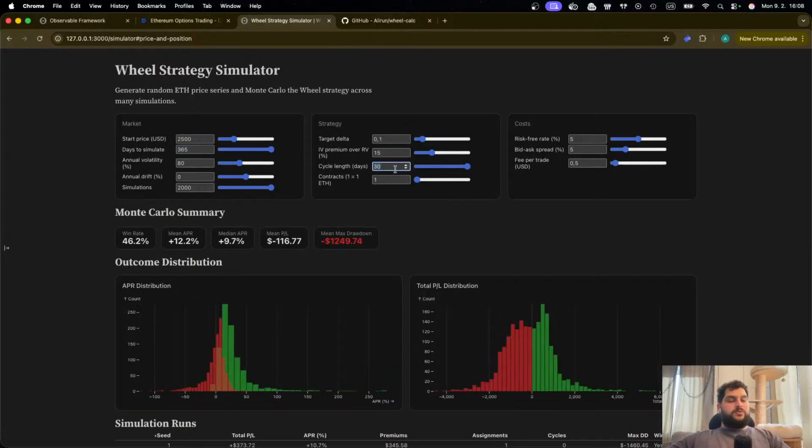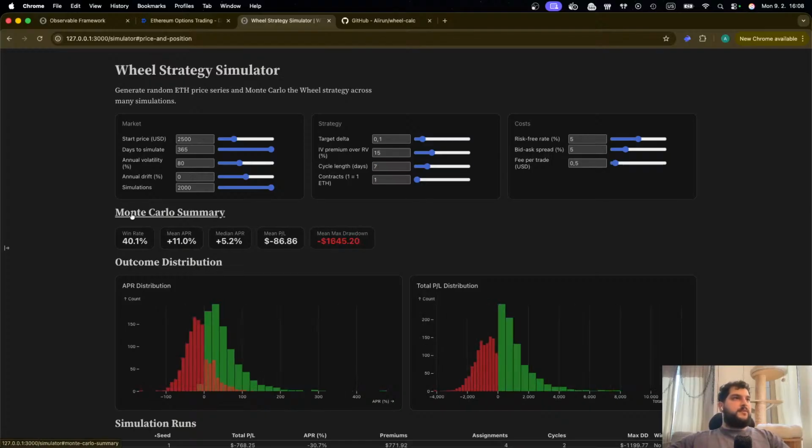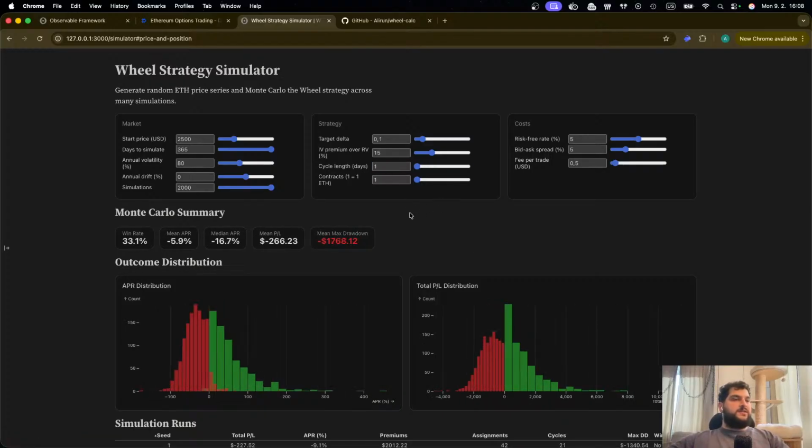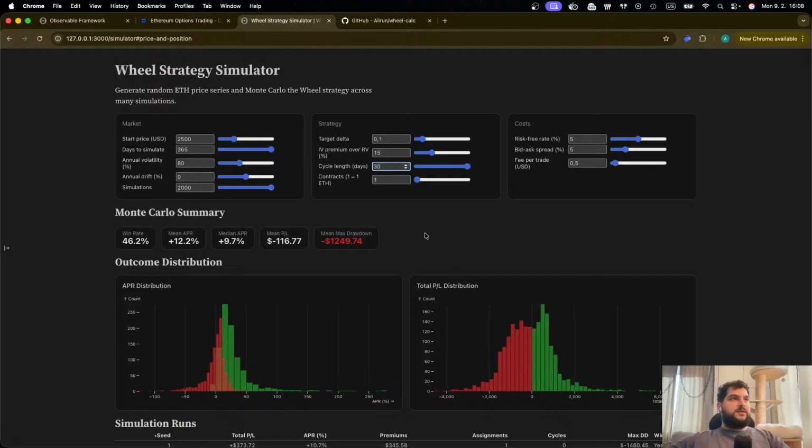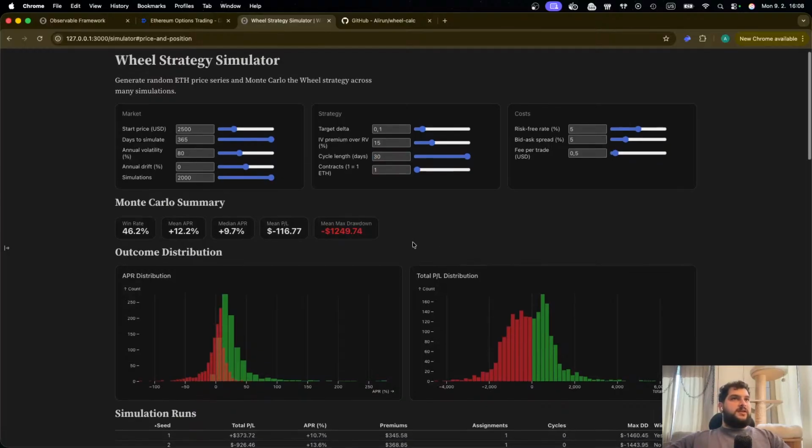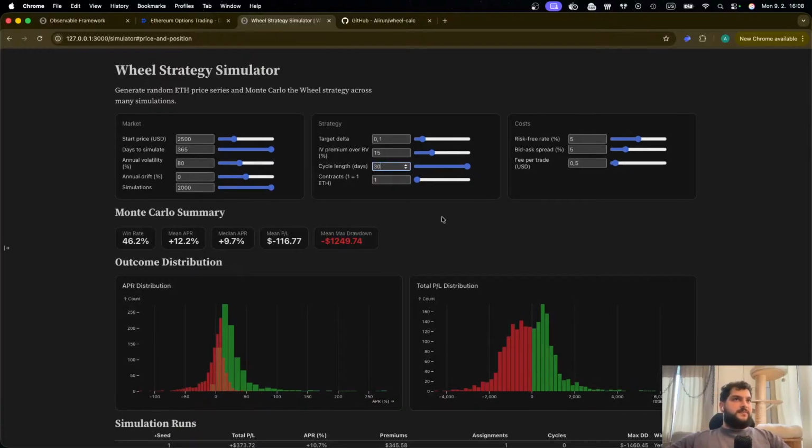So here, if we do weekly, you remember, it's 40%. If we do daily, it's 33%, so it's less. And if we do monthly options, then it's actually increased. Interesting.